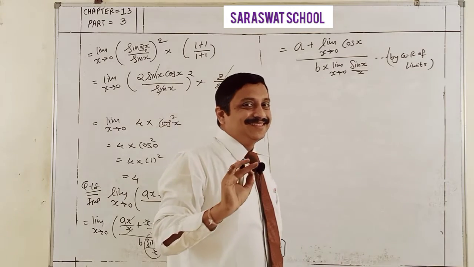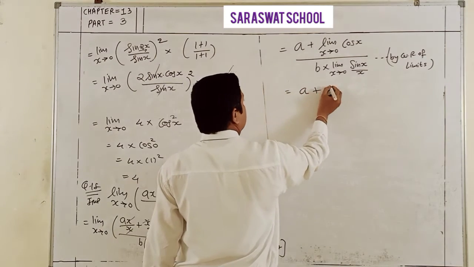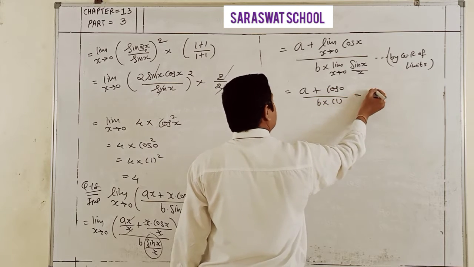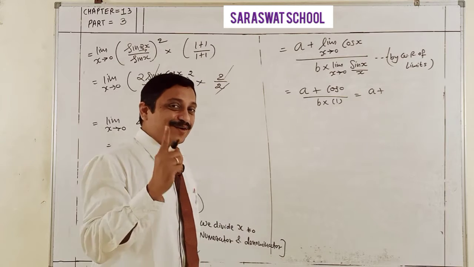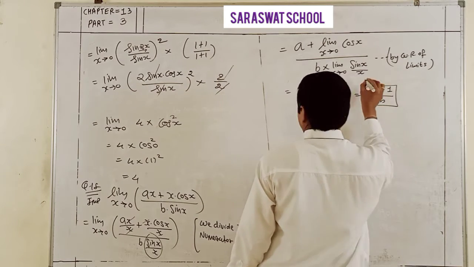Now easily you will decide your answer. Same here, cos 0, b, but that is 1. You know students, cos 0 is only 1, so 1 upon b, that's your answer.